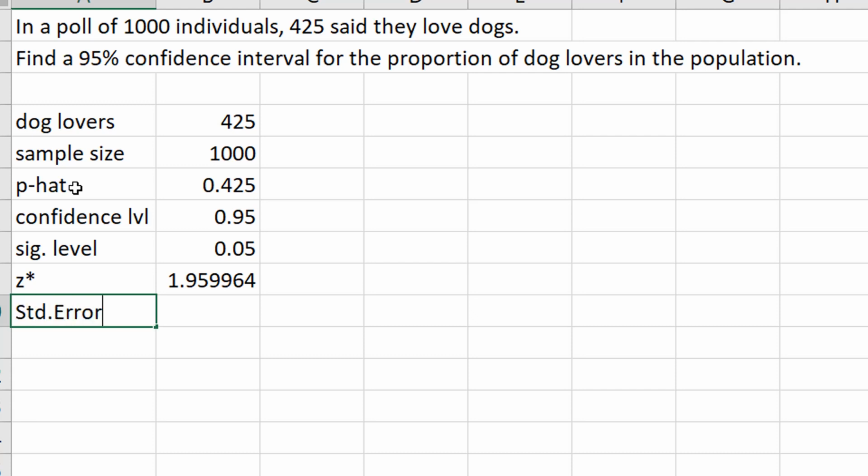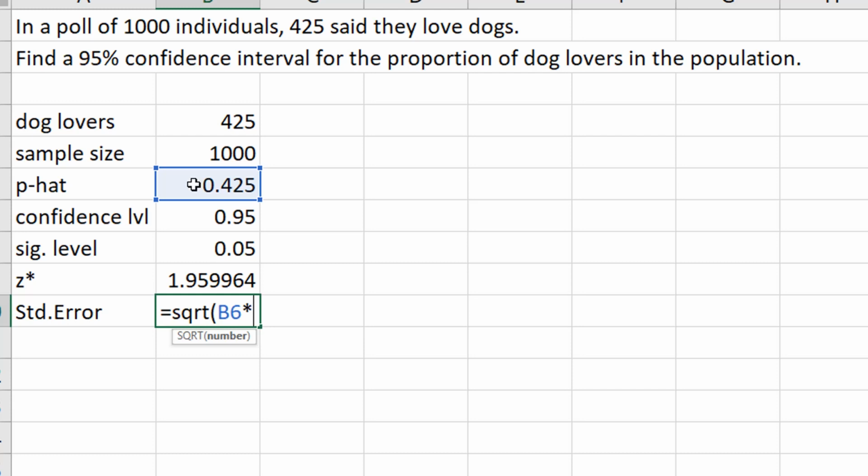Standard error can be calculated from p hat. It's the square root of p hat times 1 minus p hat divided by the sample size. Now for a confidence interval, the standard error is based on my sample proportion, because in a confidence interval, I don't have any null hypothesis. I'm not making any hypothesis. I'm just doing an estimation.